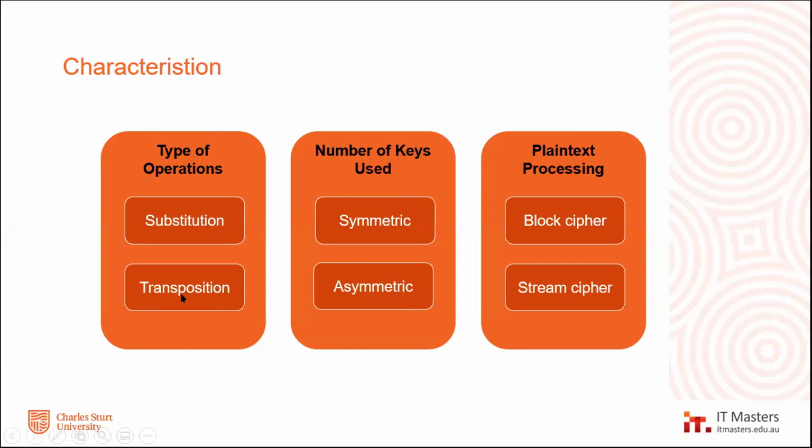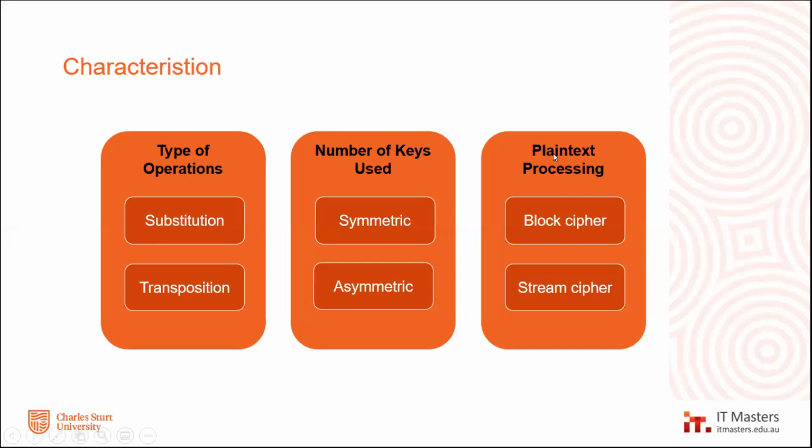Transposition ciphers work slightly differently in that instead of substituting a character from a different alphabet, they will actually transpose the order of the characters around to basically scramble them that way. And we're going to have a look at examples of both of those types of operations. We also have, as I said, symmetric and asymmetric encryption algorithms. We're looking at symmetric this week, which has a single key. Asymmetric encryption algorithms have two keys, a private and a public key. Again, we will look at that next week.